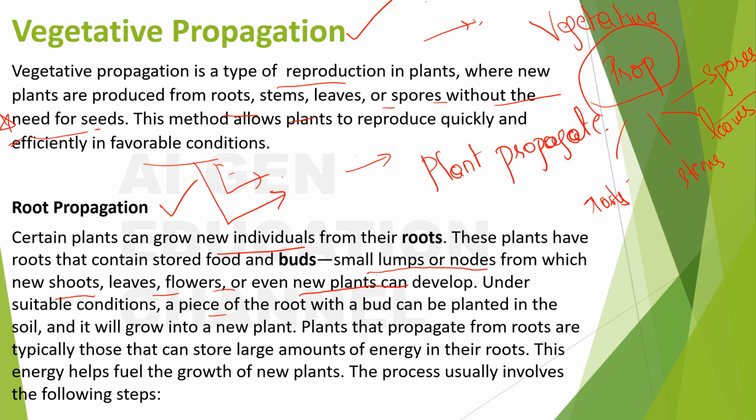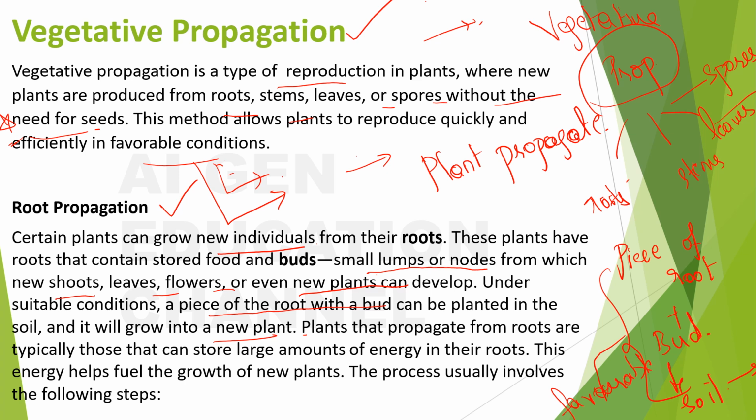Under the suitable conditions, a piece of the root with a bud can be planted in the soil and it will grow into a new plant. So a piece of root along with a bud has to be put in the soil, so that you can get a new plant. Under favorable conditions, this is a must.